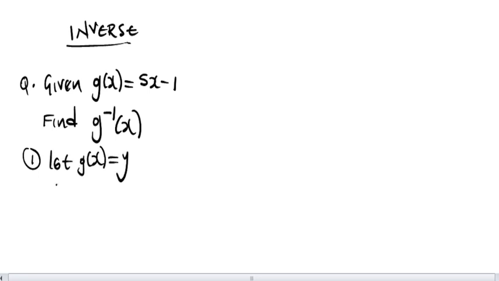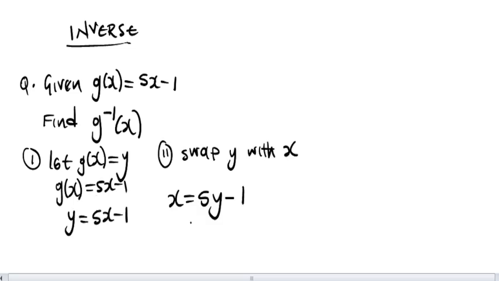So now our function is g of x is equal to 5x minus 1. Where there is g of x, we put y. This should be equal to 5x minus 1. Second step, we swap, or you can interchange, y with x. So meaning where there is y, you put x. Then this was 5x, it becomes 5y.